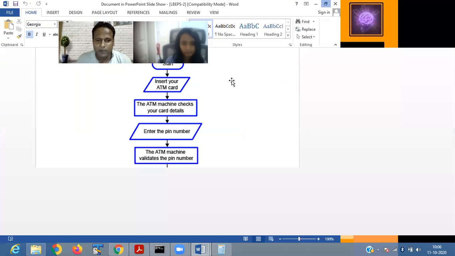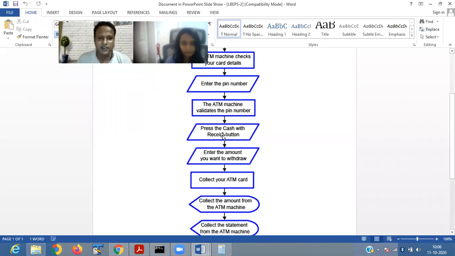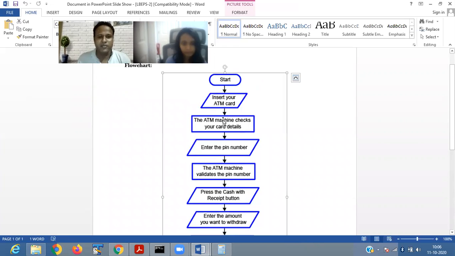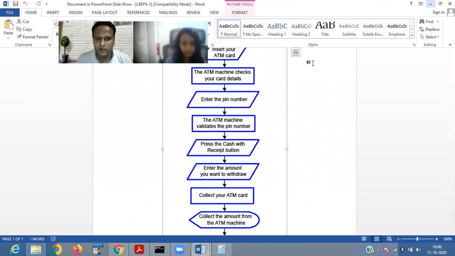This diagram is a flow chart. Here we're using arrow marks. This arrow mark is connecting all the symbols. Clear? All the symbols are connected. That means it is giving a direction downward. It is the first step, the second step, the third step. Clear? So what does flow line mean?